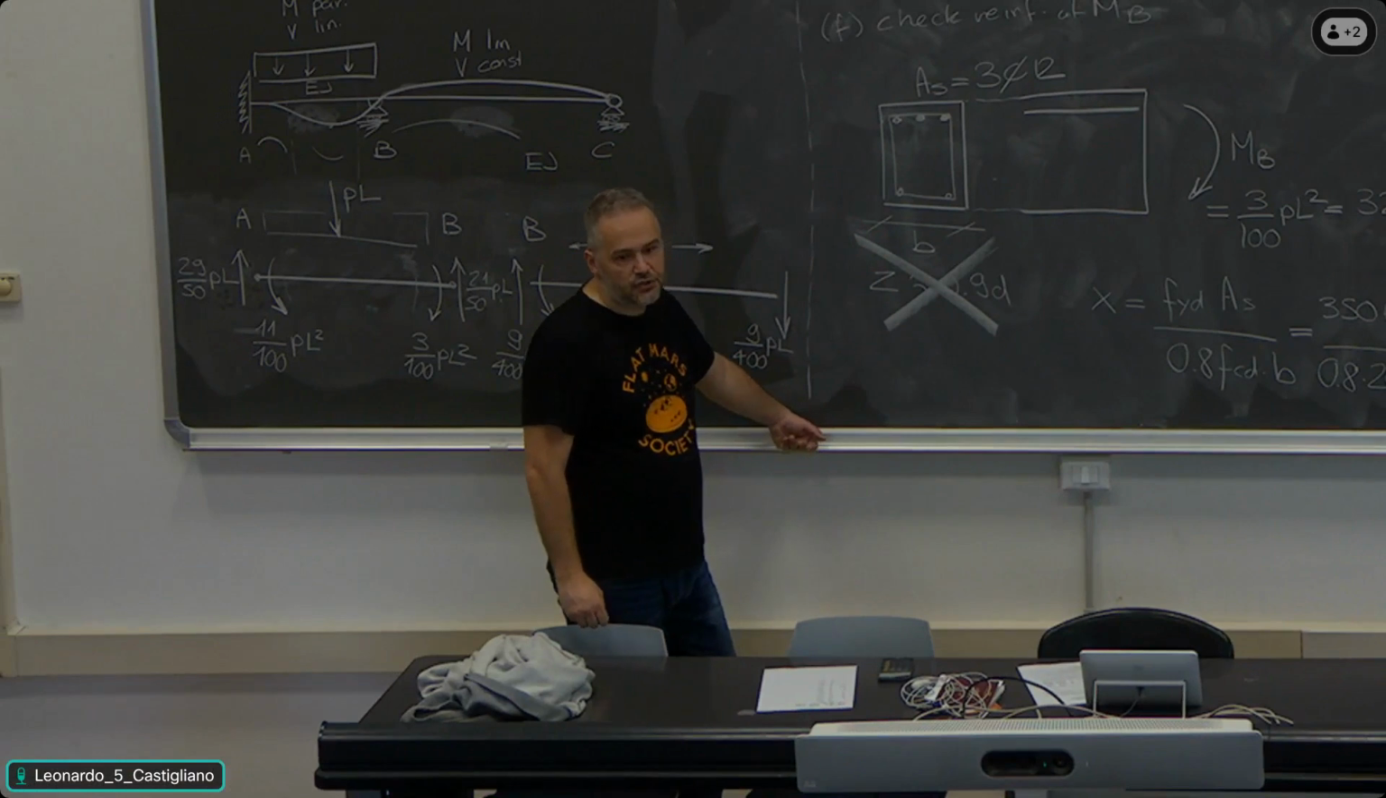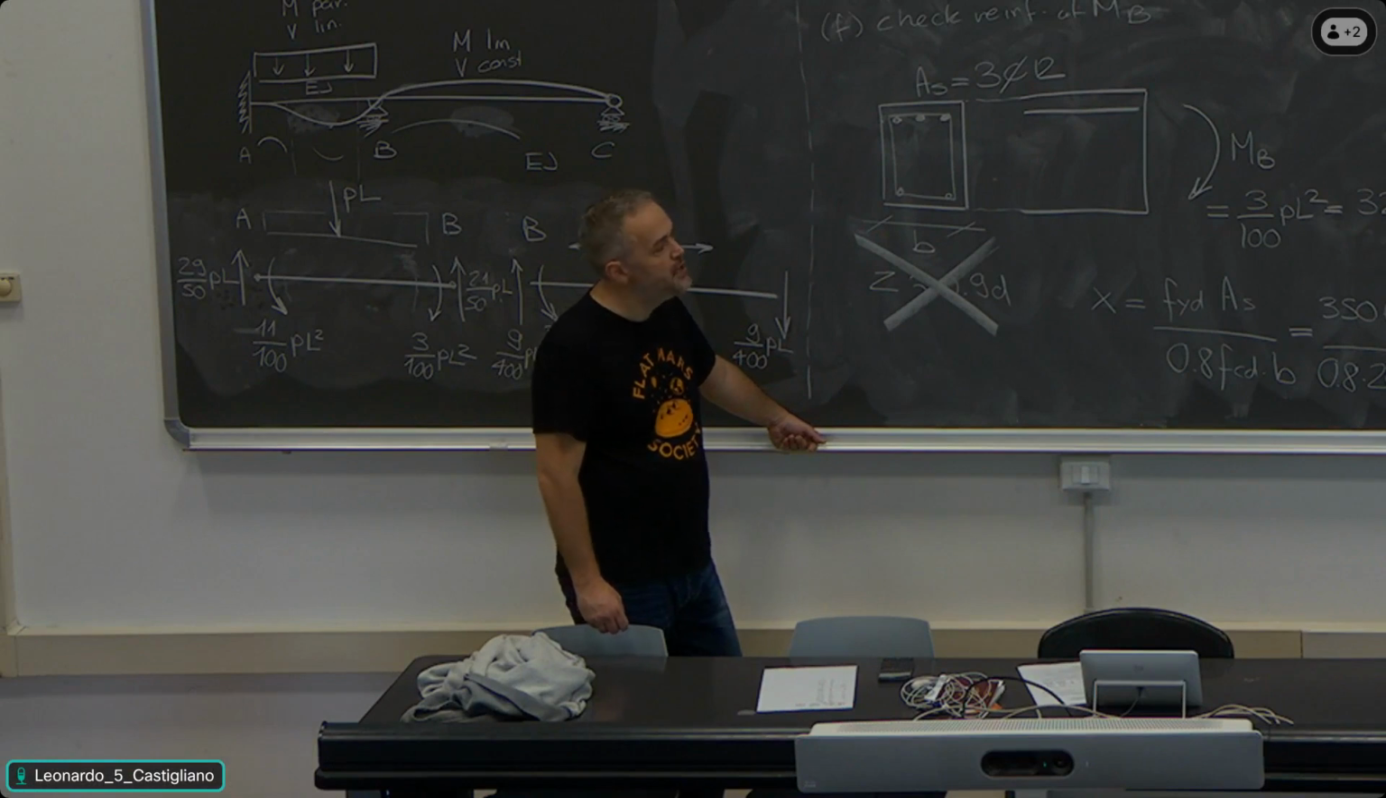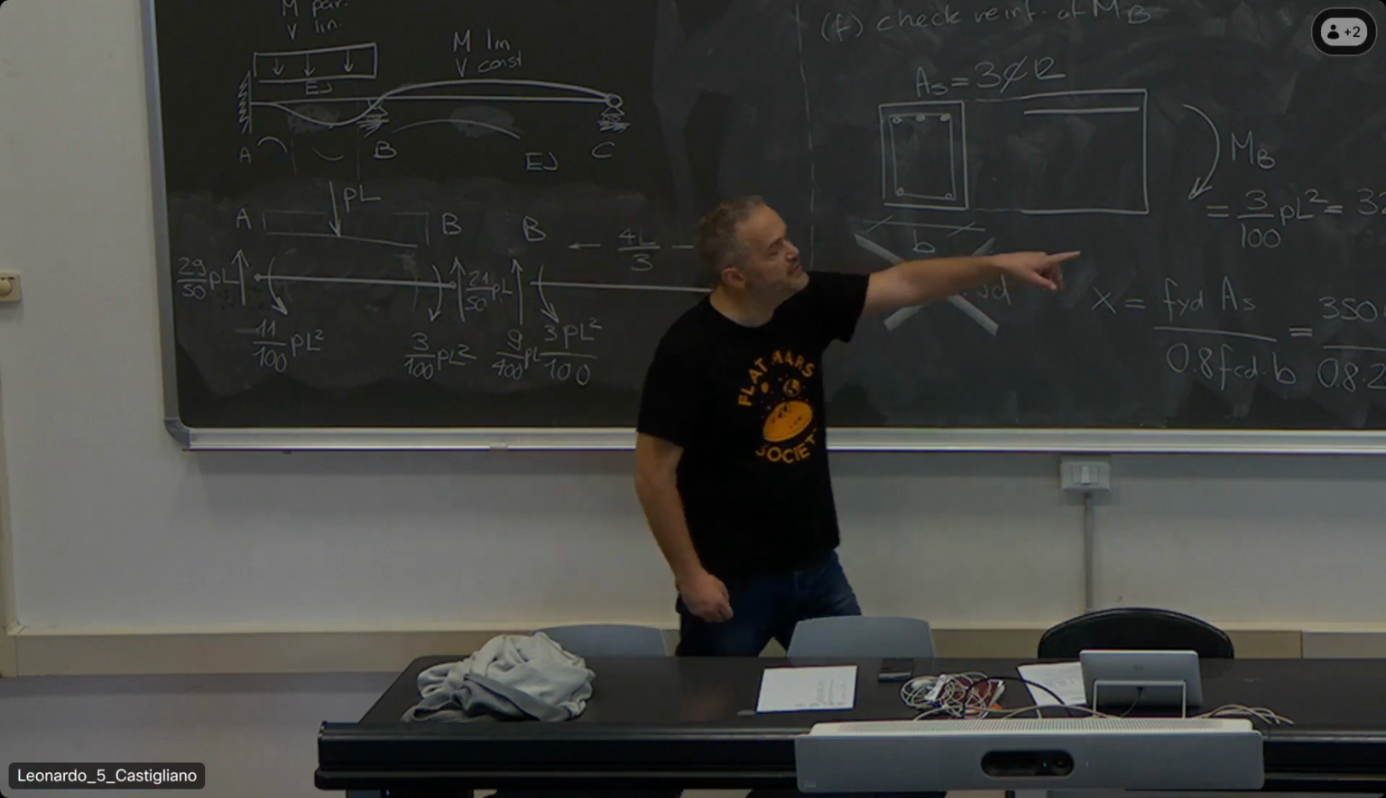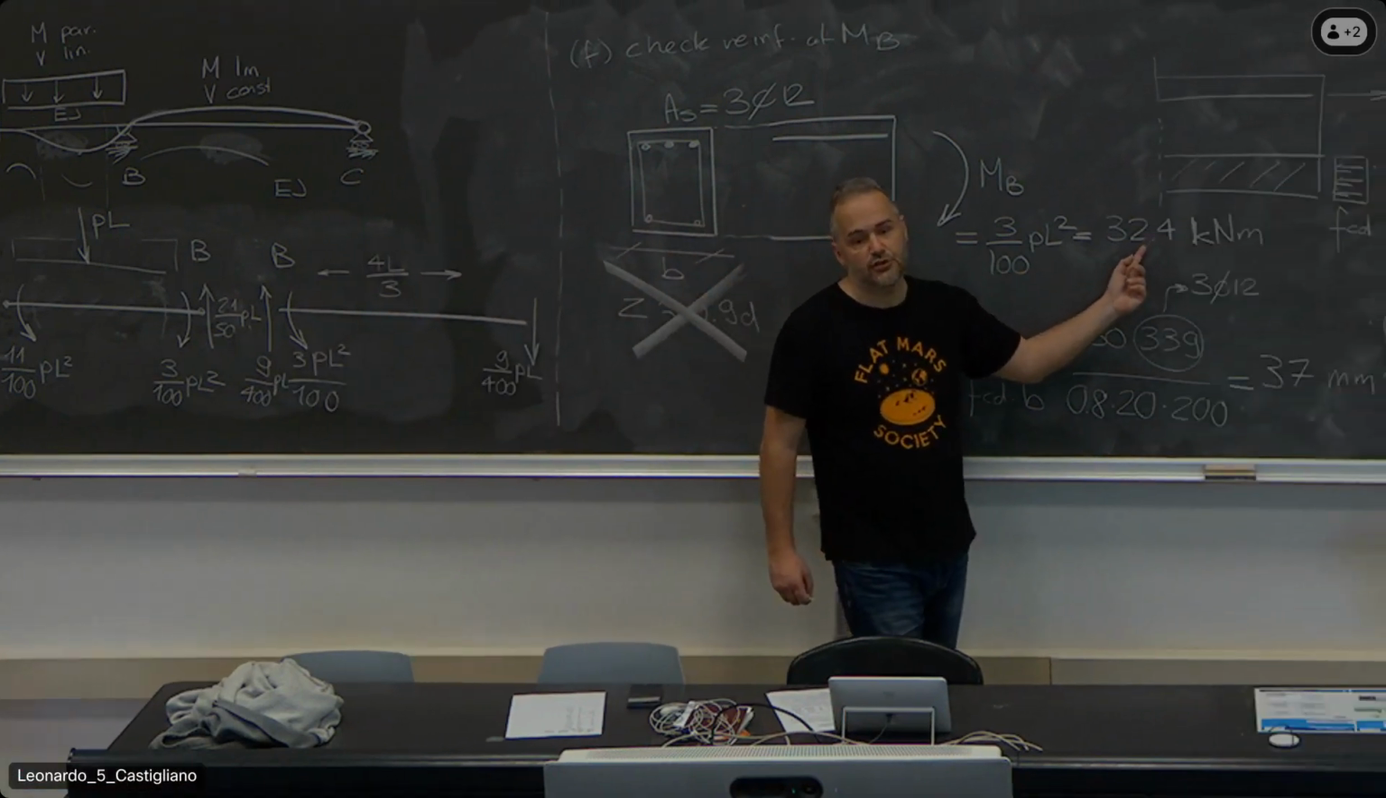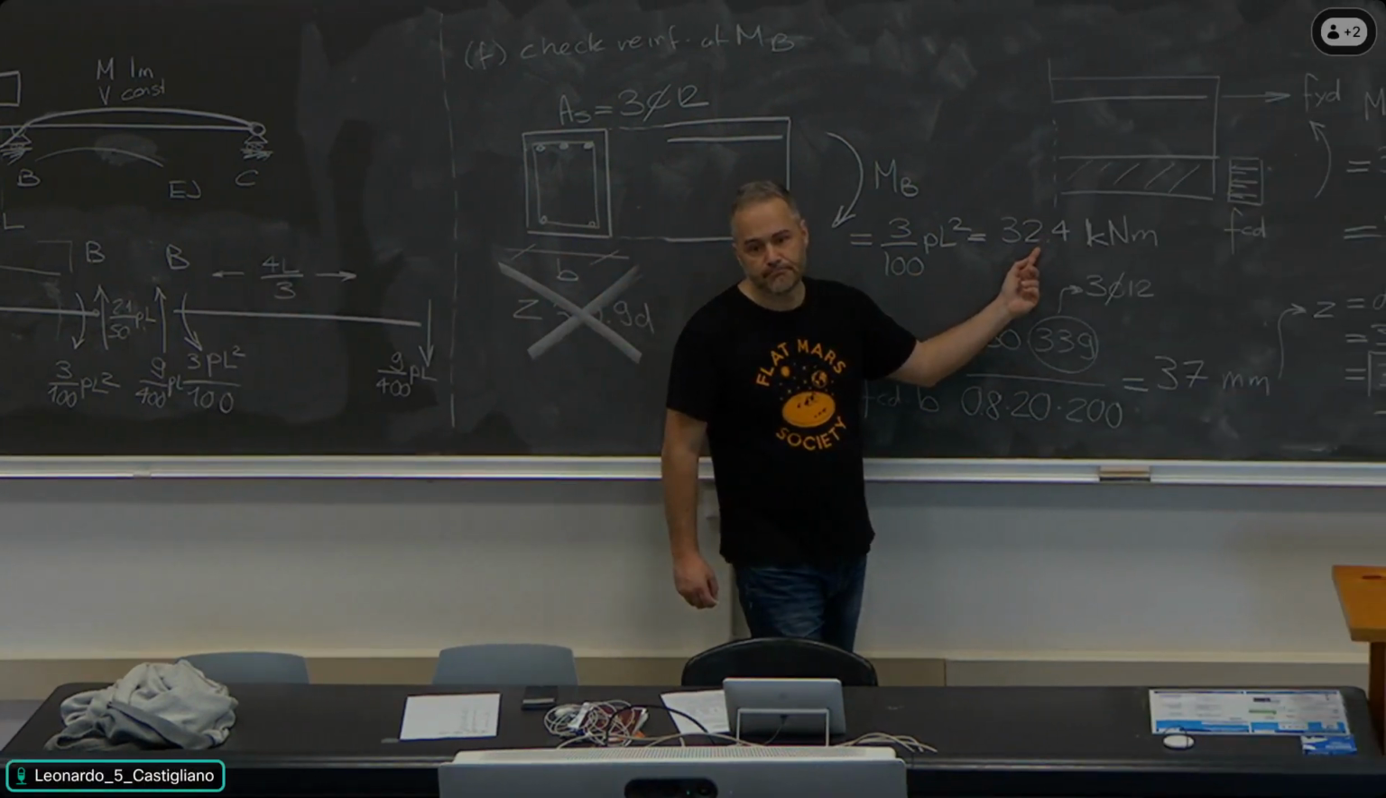The check should say section is okay, section is not okay. Is the section okay? Yes or no? Why? Because 39.8 is larger than 32.4. Okay?